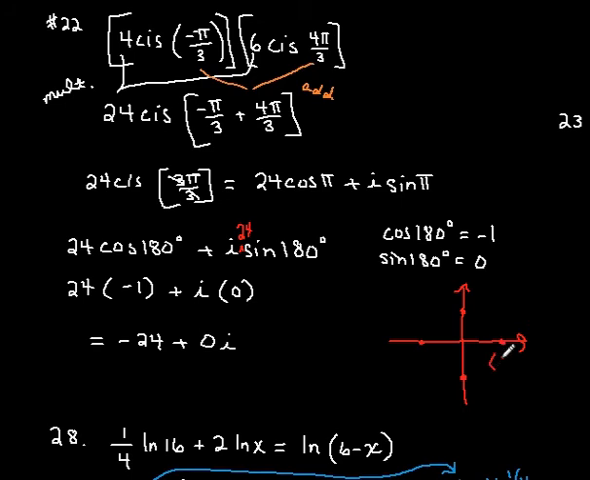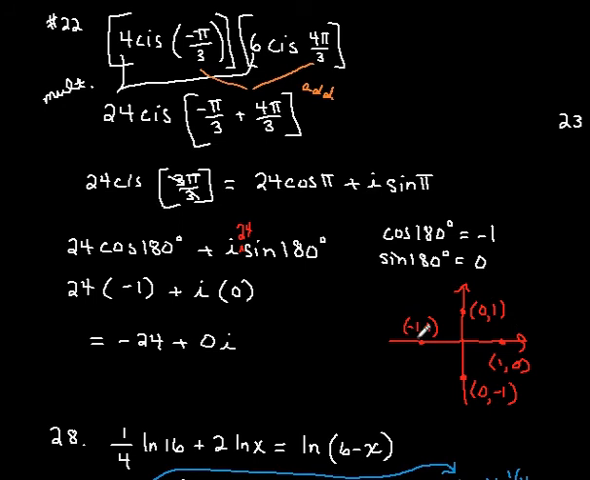So this one would be 1, 0. This would be 0, 1. This one is negative 1, 0. And this point is 0, negative 1. Sine is always the y-coordinate, cosine is the x-coordinate. So we know 180 is around here.